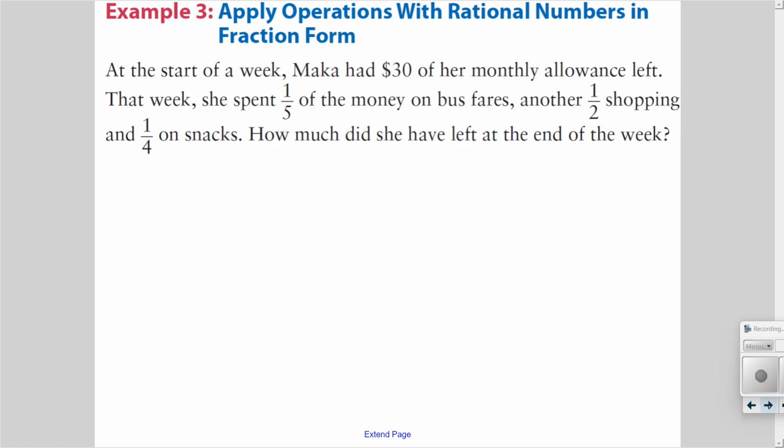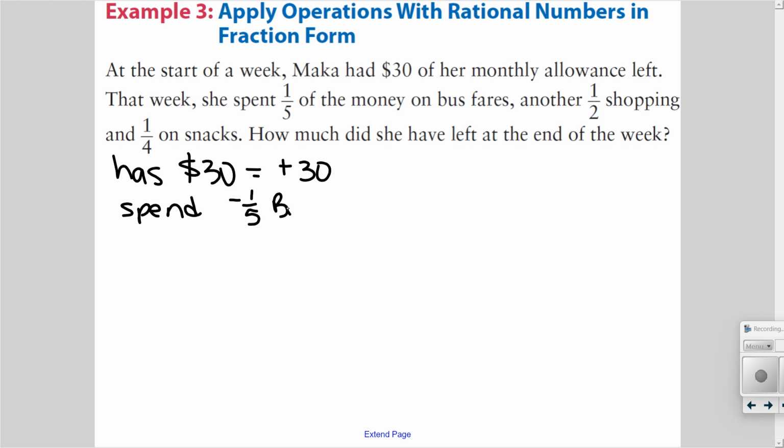Let's get started. In this question here, we have Macaw starts the week with $30 of her monthly allowance left. So she has $30, which means that is a positive 30. Now that week she is spending. Spending is money going away from you, so it's going to be a negative. So she's spending negative 1/5. She's spending 1/5 of her money on the bus.